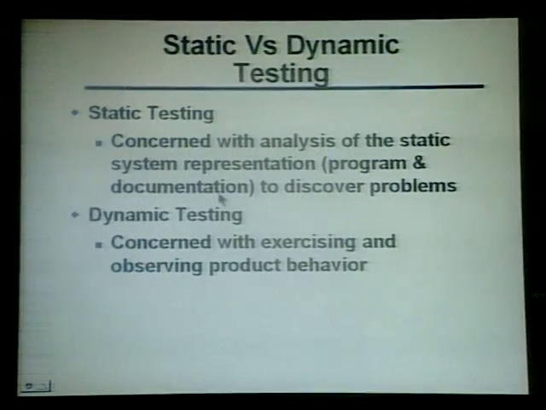Dear students, there are two complementary types of testing. In static testing, we are concerned with analysis of the static system representation, that means the programs and the documentation, to discover errors there. Whereas in dynamic testing, we concern ourselves with exercising and observing the behavior of the product. Both types of testing are important and have to be carried out.